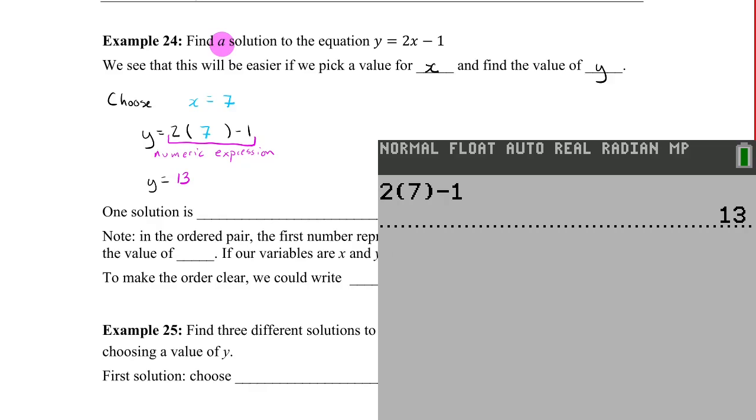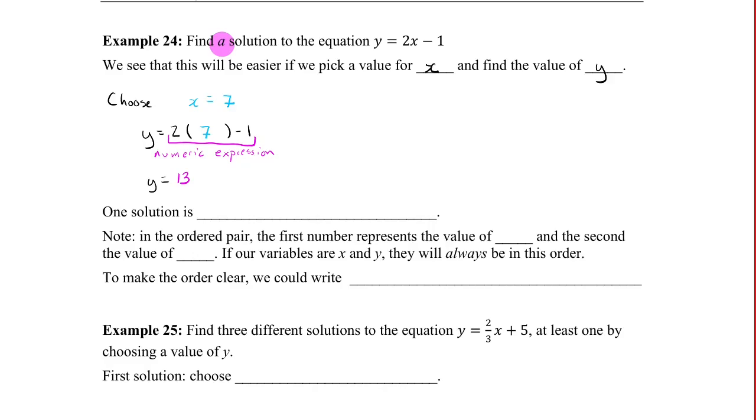Okay. How do we put that solution together? How do we report that solution? Well, the form we're going to give is an ordered pair. So an ordered pair, we have a pair of parentheses and a comma. And then we list the x value first and the y value second. And that's always the case in an ordered pair. So the first number represents the x value, the second number represents the y value.